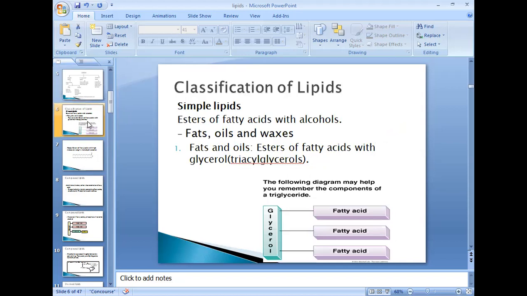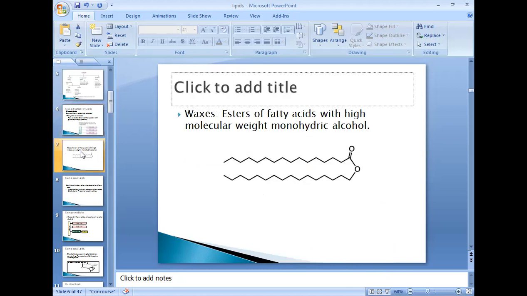Let us see what are the differences in their fatty acid compositions. In simple lipids, esters of fatty acid with alcohol are present and they include fats, oil and waxes. In fats and oil, esters of fatty acid with glycerol are present. It is glycerol and these are the fatty acids. In waxes, esters of fatty acid with high molecular weight monohydric alcohol are present. See here the structure.